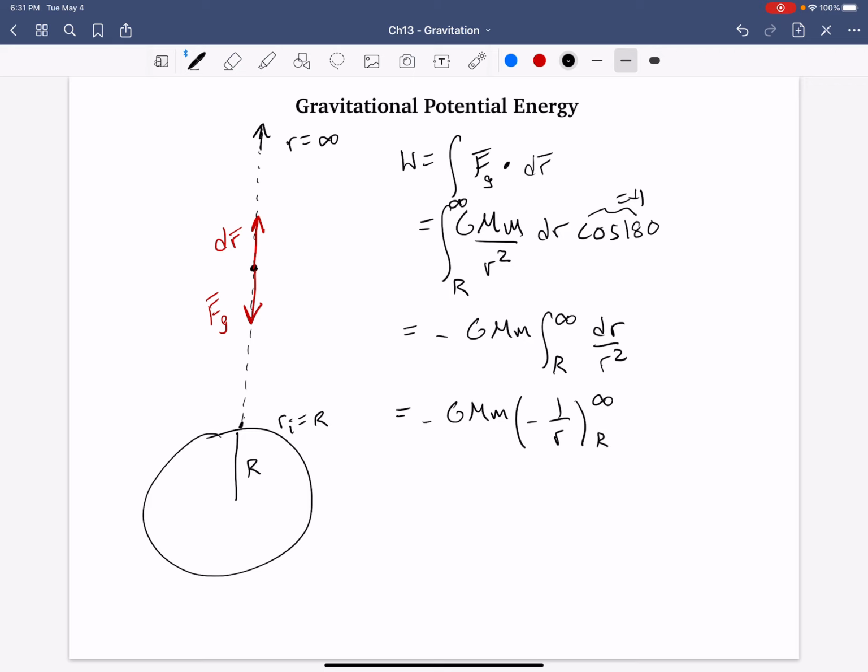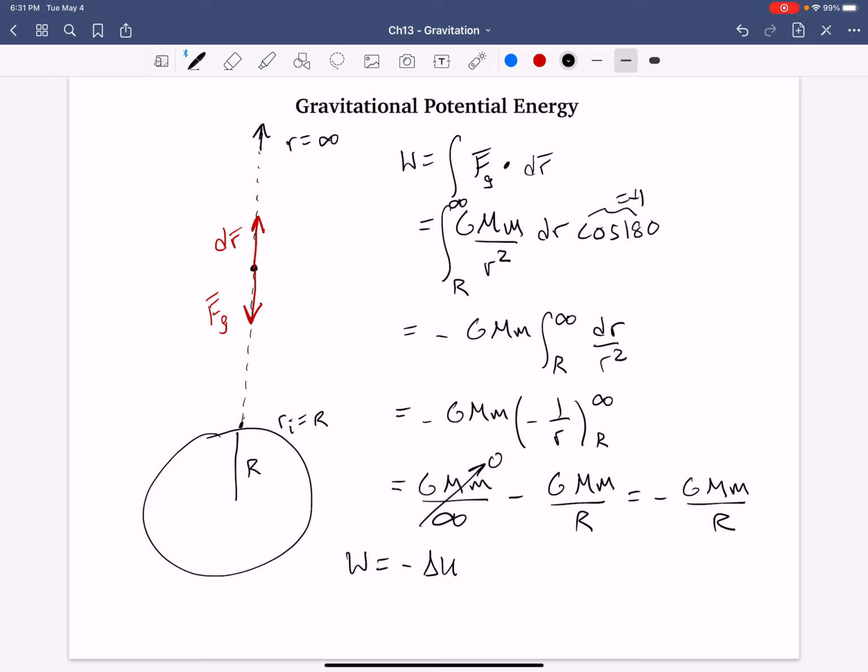And then if we plug in the limits, well, before that we can actually cancel out those negative signs to give us Gmm over infinity minus Gmm over capital R. The first term just goes to 0, basically. And so, indeed, we're left with a negative expression for the work, right? And so, if you remember back from chapter 8, work relates to the potential energy as negative delta U, right? And this is, in fact, what we have here.